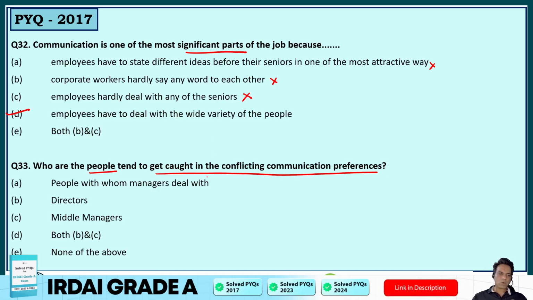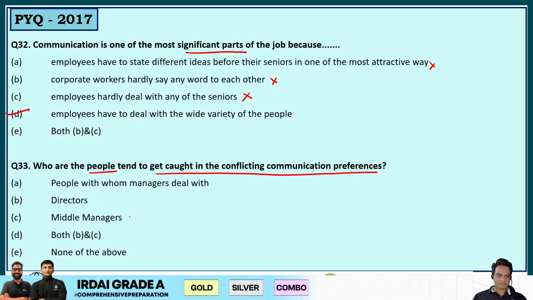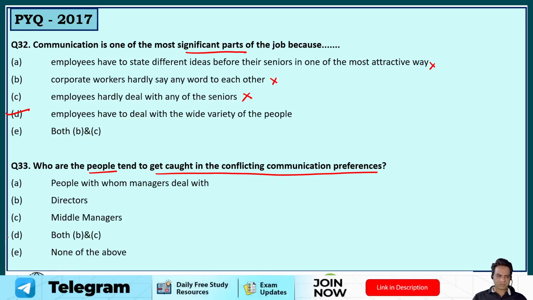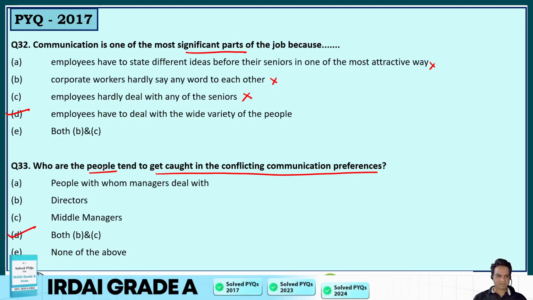Next, who are the people that tend to get caught in conflicting communication preferences? People with whom managers deal with, directors, middle managers, both B and C. So they've mentioned directors and middle managers. So option D, B and C, are correct. They've mentioned directors and middle managers get caught in the conflicting communication preferences.